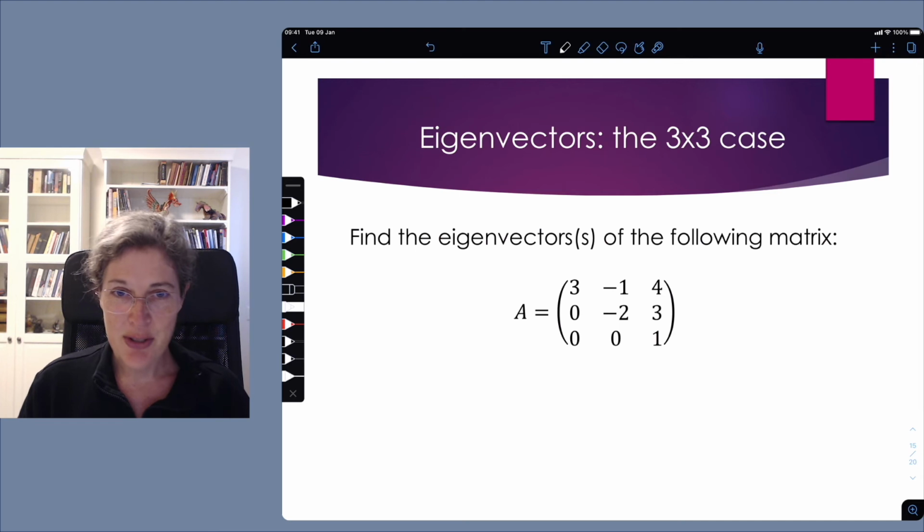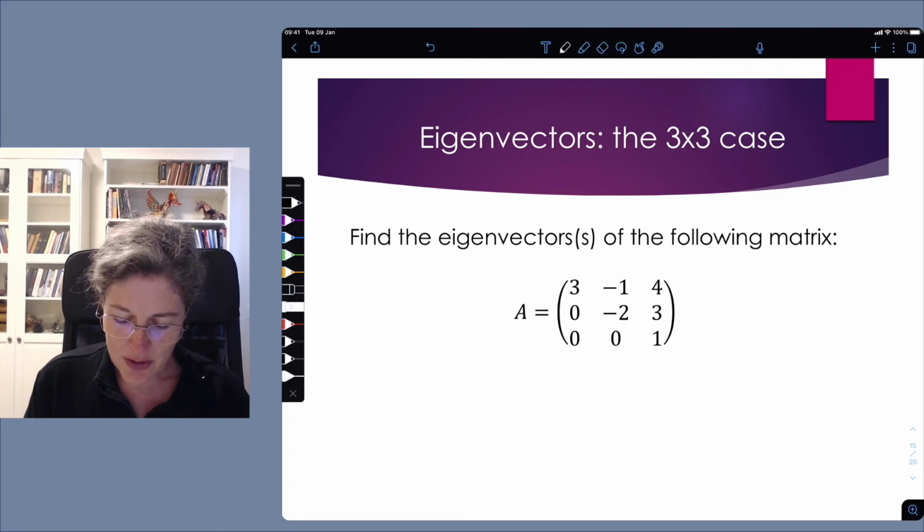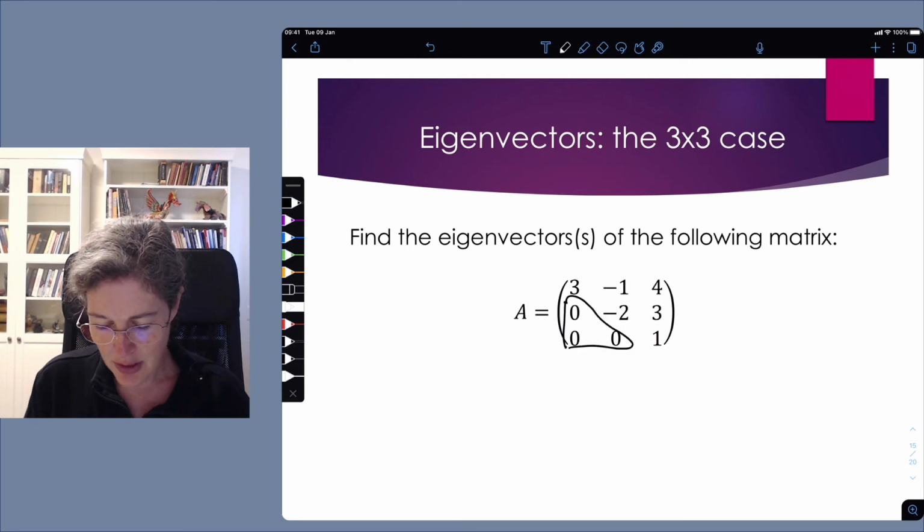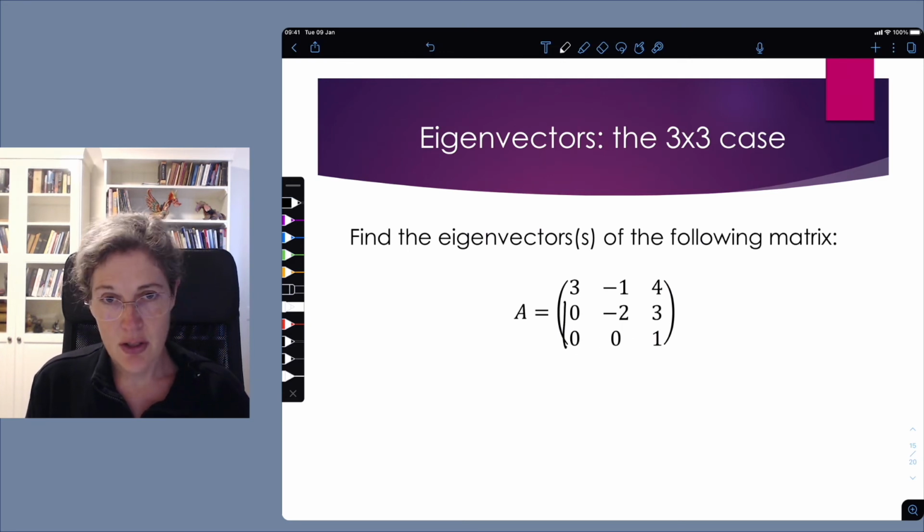So I'm going to leave you to find the eigenvectors of this matrix. It's really not that bad, and I will put them in the final solution. Just give it a go, because it's good practice. This is called an upper triangular matrix, so it has zeros below the diagonal, which makes everything a lot more straightforward. You should find that the Gauss reduction is pretty straightforward.